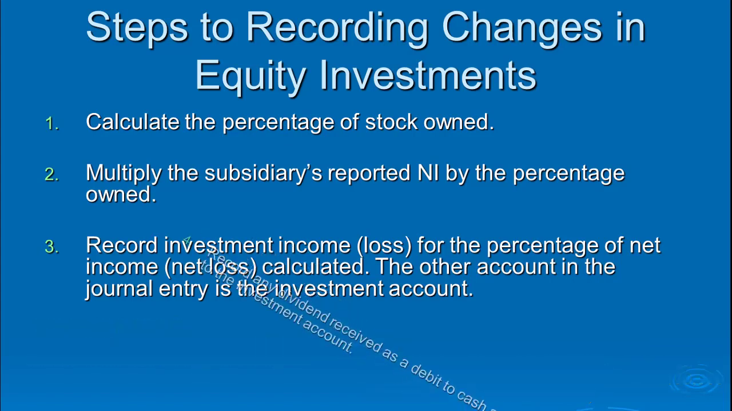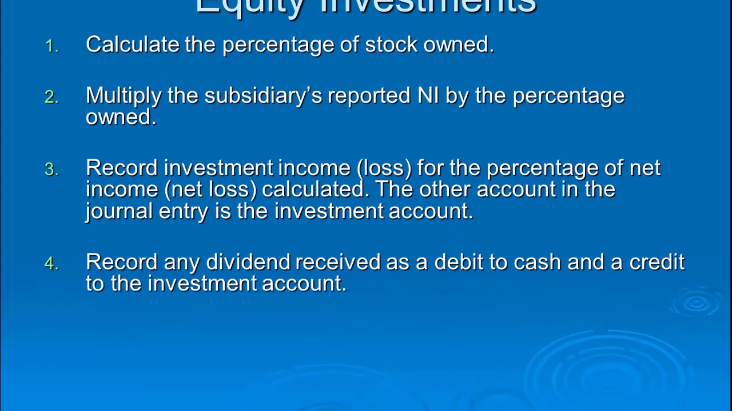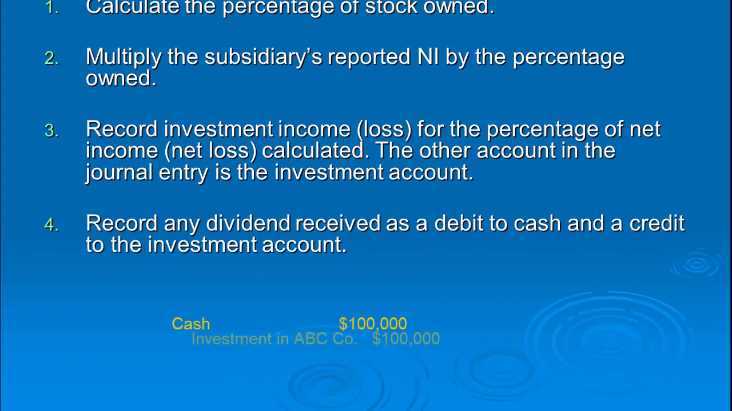The last thing we're going to do is we're going to record any dividend received. It's going to be a debit to cash and a credit to the investment account, not a dividend revenue, which is what we normally do with dividends as they come in, but as a reduction to our investment in this asset. Why? Because when they've had a dividend, their retained earnings drops.